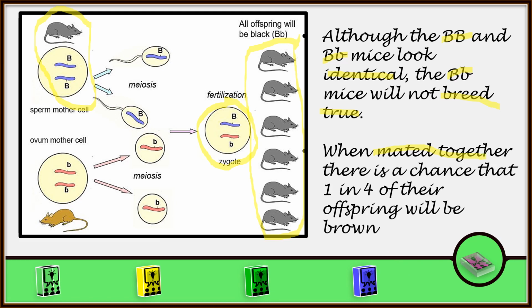When mated together, there is a chance of 1 in 4 that their offspring will be brown. So when you get this F1 generation, the heterozygotes, which is giving us black offsprings, if you mate two of them, they will give you offsprings of which 1 out of 4 will be brown in color. So we say they do not breed true.